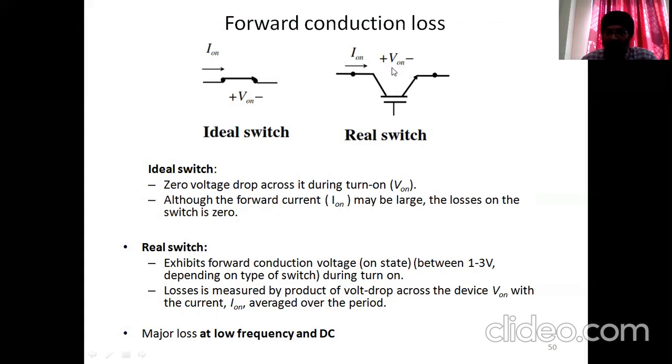So with this 1 to 3 volts of on-state voltage, the current gets multiplied by it, which is now a kind of power loss inside the switch. So not the complete power will flow over here now. This is called a conduction loss when it is on. This conduction loss can happen mostly at low frequencies, starting from DC level.